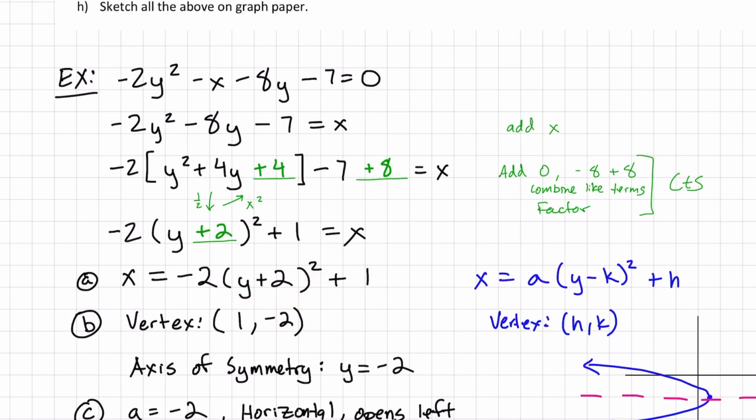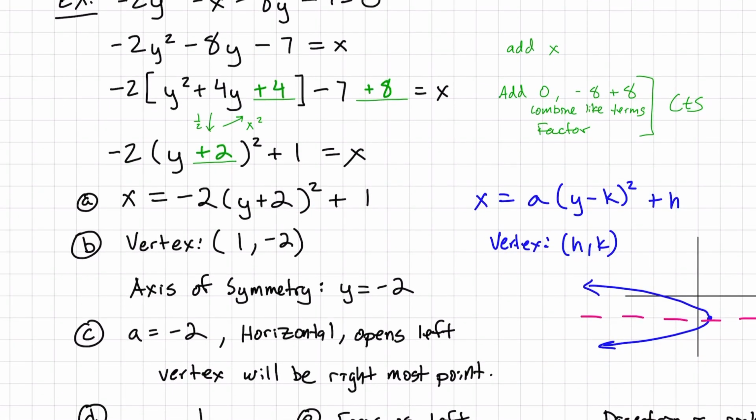So like I said, let's go ahead and be thinking about my a. My a, like I said earlier, is -2. So it's going to be a parabola that opens to the left. The vertex is going to be at the rightmost point. And we can think of it as being horizontal. So when it's like that, I'm going to have an axis of symmetry that's horizontal. I'm going to have an axis of symmetry that's y equals, right?